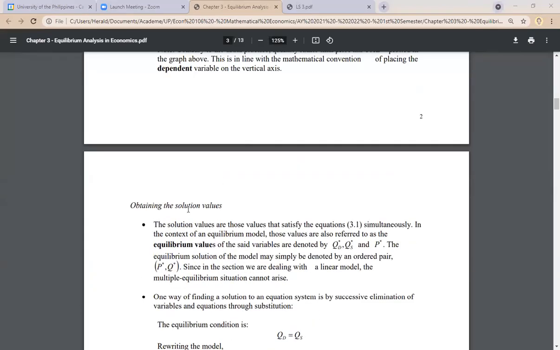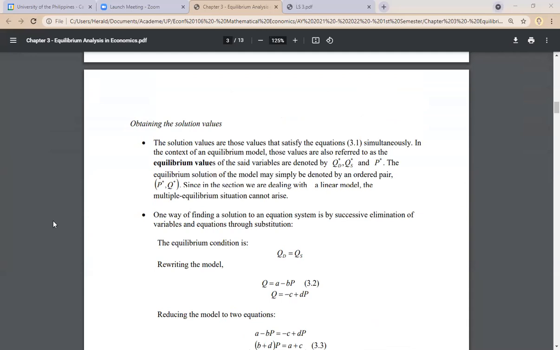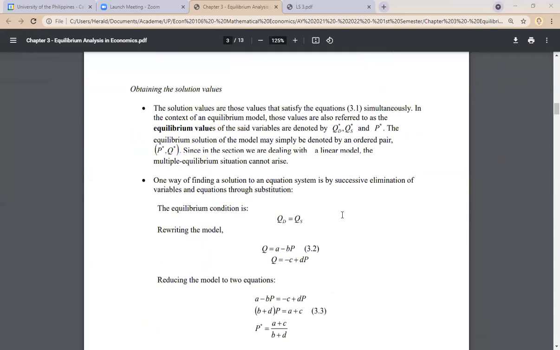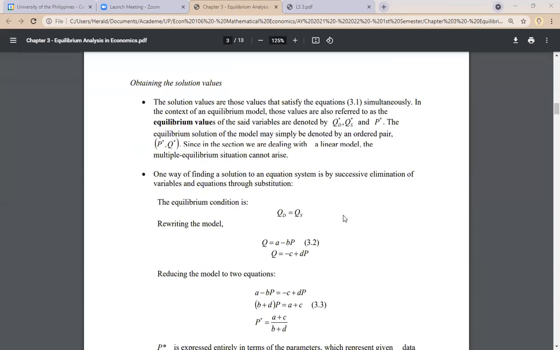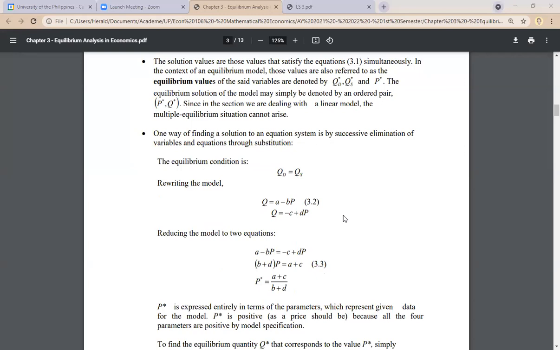So, good morning. We are still discussing chapter 3. We will first be reviewing the discussion that we had last Wednesday. As a review, in the partial equilibrium model, again talking about the linear model, in a static equilibrium model, the standard problem is to find the set of values of the endogenous variables, that is, to find P star and also Q star, which will again satisfy the equilibrium conditions of the model.